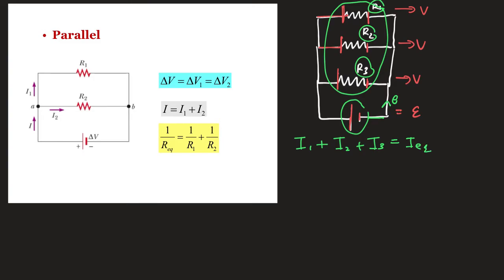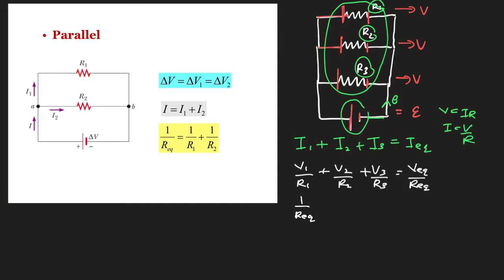Okay, based on Ohm's law, V equals IR, so I is going to be V over R. So we are going to put it here as V1 over R1 plus V2 over R2 plus V3 over R3, which will be equal to V equivalent over R equivalent. Because the voltage for each resistor will be equal to each other and also equal to the potential difference of the battery. Therefore, our equation for parallel resistors will be 1 over R equivalent equals 1 over R1 plus 1 over R2 plus 1 over R3.